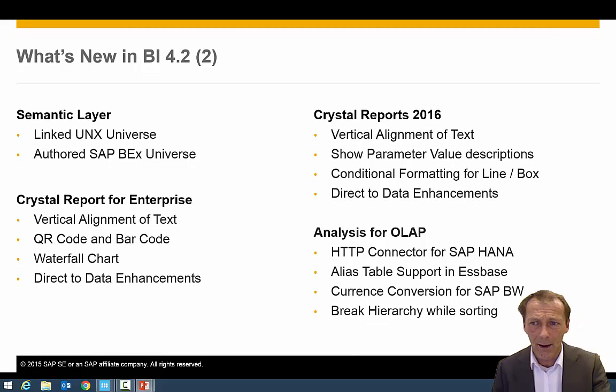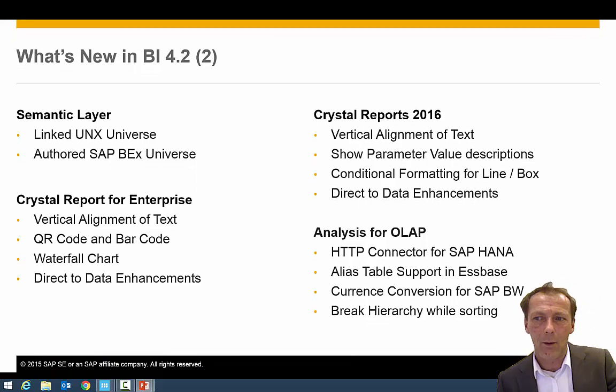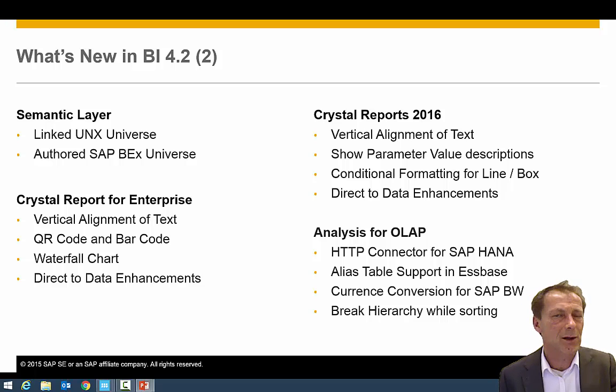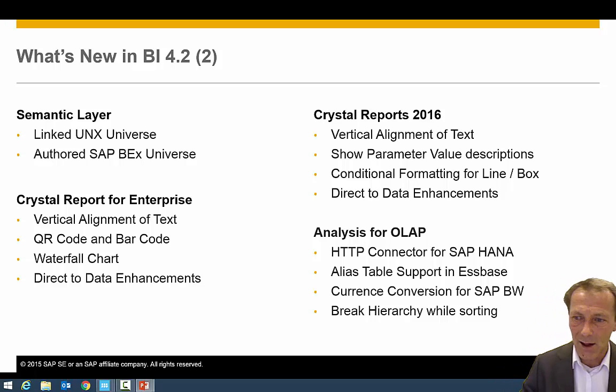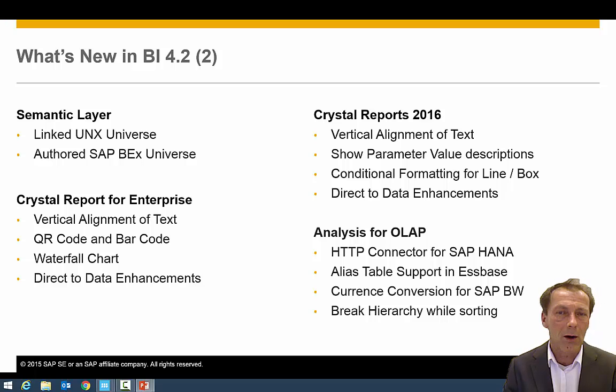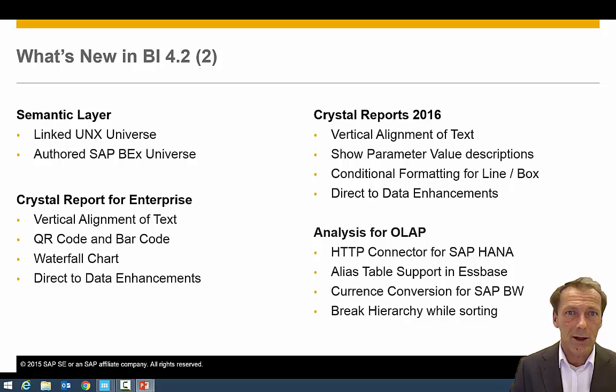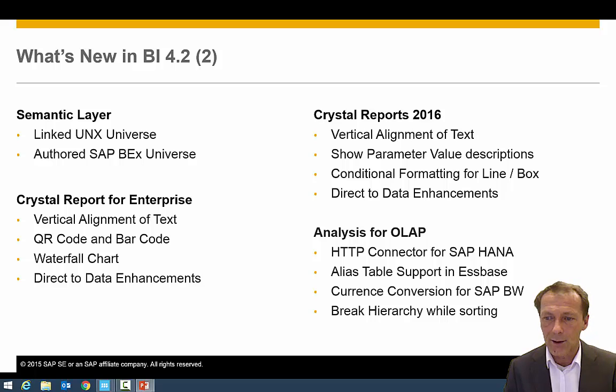If I focus on the semantic layer, then we now have linked UNX universes. So we already had linked UNV, and there is now also linked UNX. And we have authored SAP BEx universes. For Crystal Reports, there are vertical alignments. For text, there's QR and barcode support. We have a waterfall chart that wasn't there. And there are direct to data enhancements. Crystal Reports 2016, again, alignment of text. Well, I'm not going to mention everything that's on the screen.